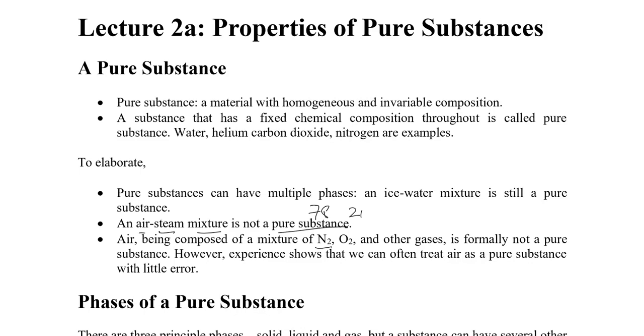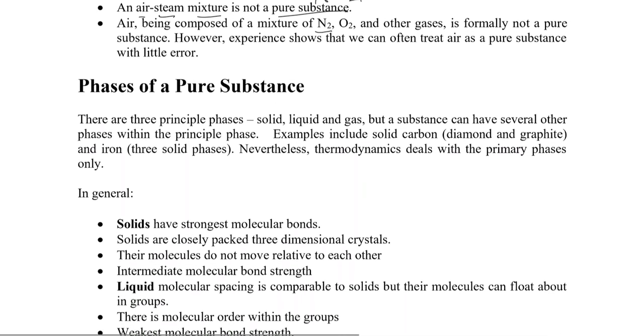Now, the pure substance itself has different phases. We have three principal phases: solid phase, liquid phase, and gaseous phase. The phases can definitely coexist. There are also several other phases within the principal phases. For example, solid carbon exists as diamond, it can exist as graphite. Iron has three other solid phases. One substance can also coexist in different phases.